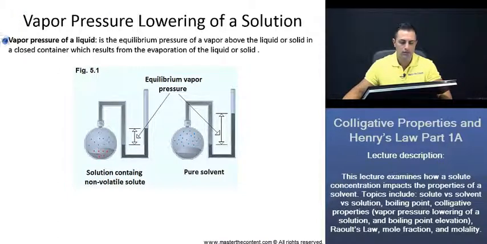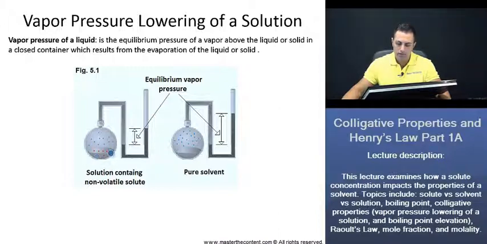Vapor pressure lowering of a solution. Vapor pressure of a liquid is the equilibrium pressure of a vapor above the liquid or solid in a closed container, which results from the evaporation of the liquid or solid. Now, if we take a look here at figure 5.1, we can look at our manometers to discern vapor pressure. If we take a look at the flask on the right, we see that we have pure solvent, and that the vapor pressure for the pure solvent is larger relative to the solution containing a non-volatile solute, where the vapor pressure is lower, and that is due to the non-volatile solute present within the solution.